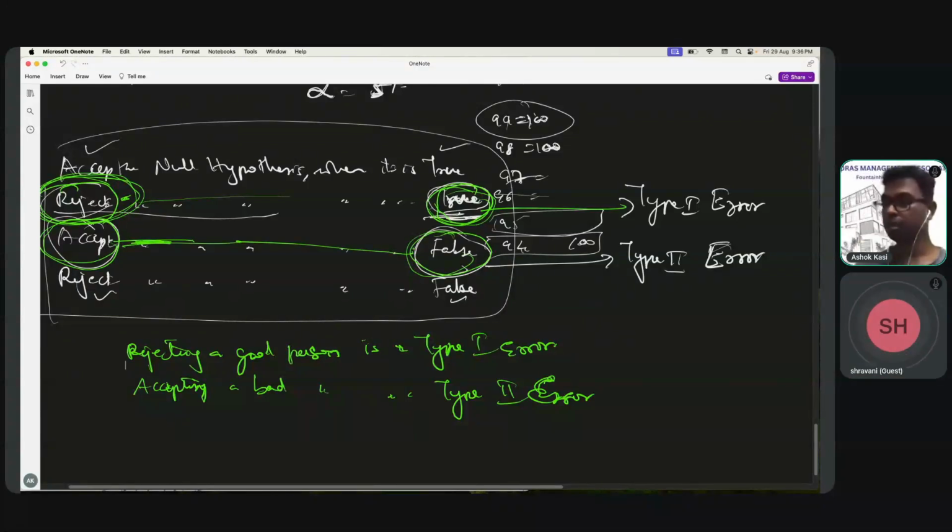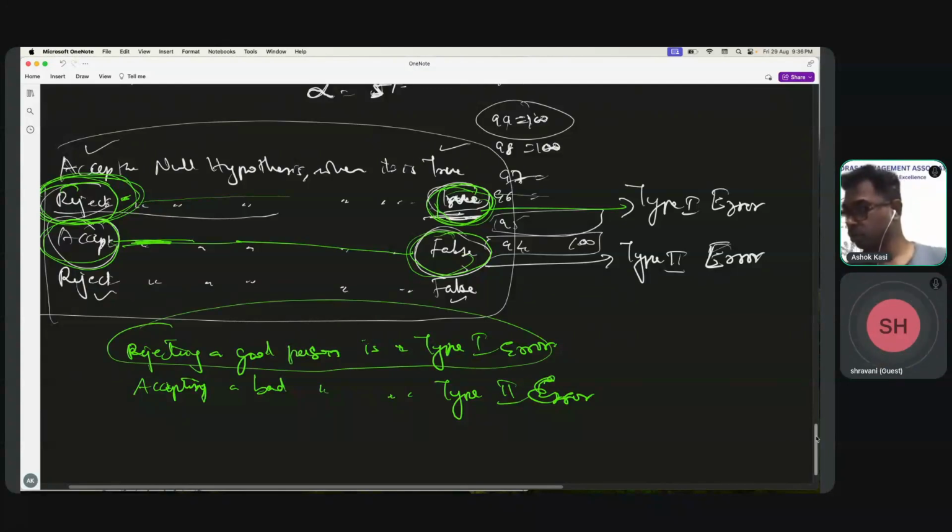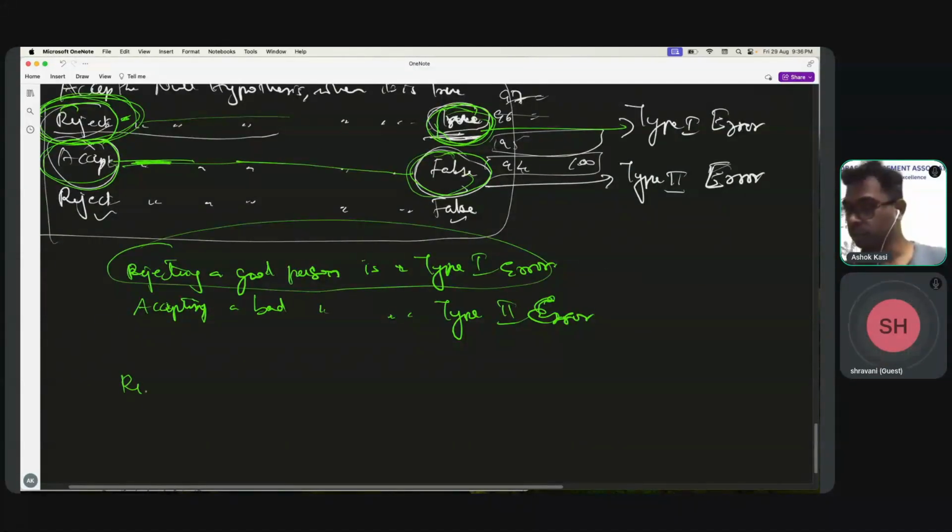Yes. I'll give you another one. During COVID time, imagine they are trying to create medicines. Now, two possibilities: rejecting a good medicine. Okay, rejecting a good medicine is what type 1 error.